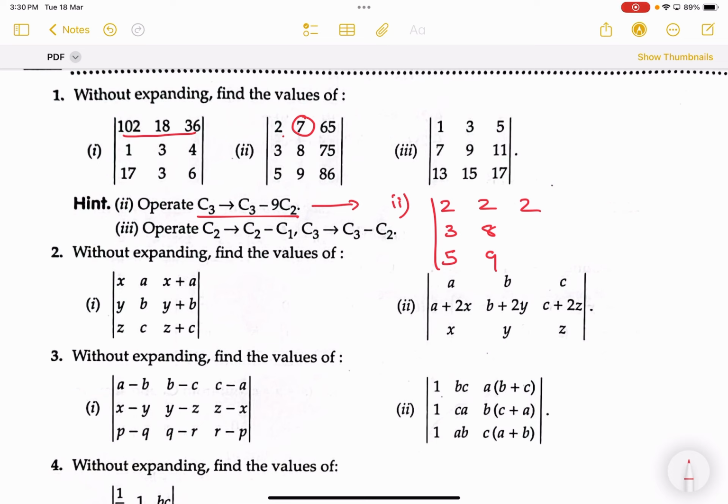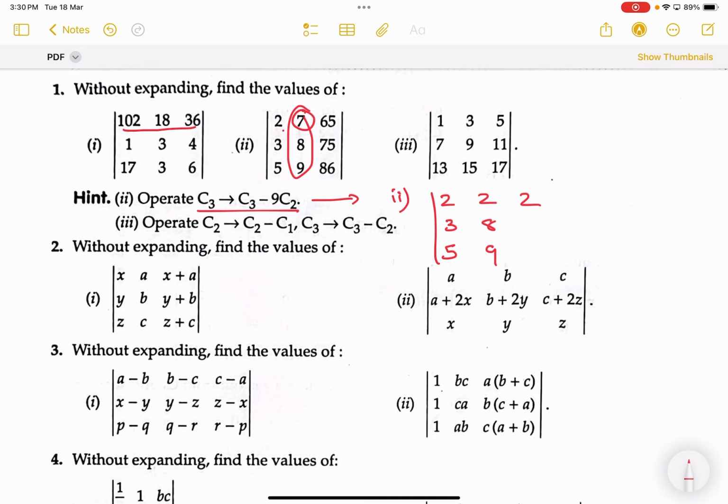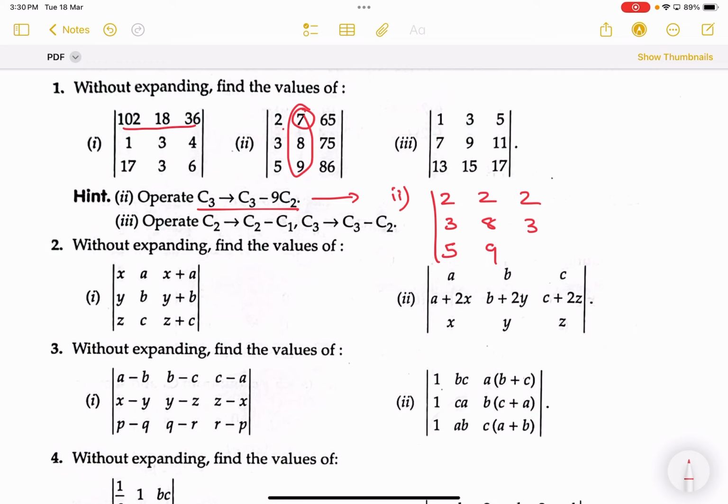Now, 9 times of C2 means all of this you are multiplying by 9. So 9 9s are 72. 75 minus 72, 3. So 9 9s are 81 minus 5. So again you are getting identical, so it is 0.